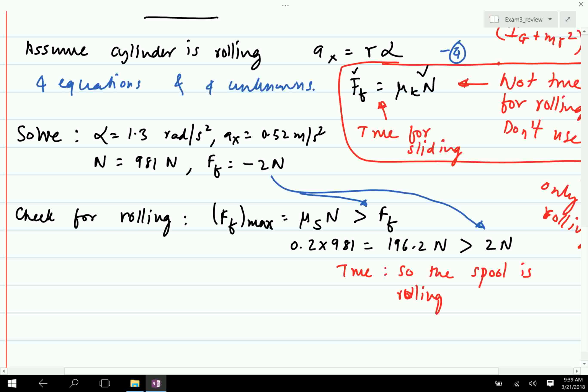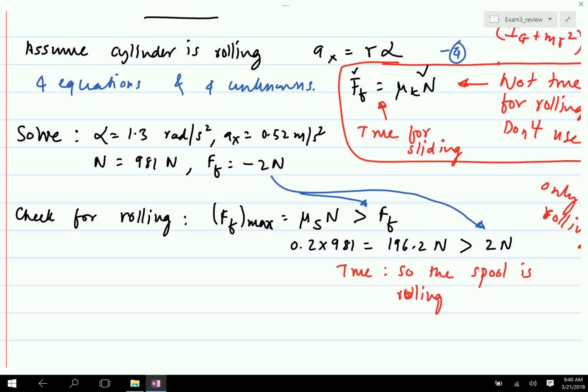problem, we'll say it's rolling, and then ask you, can you check for rolling? So if you do this check, you will solve for these 4 things. In fact, not 4, just the friction force. You show this is true and say that it's rolling because of this, then you get the rest of the points. Now, if this was not true, what if this was less than F_f? If it was less than F_f, then this particular spool is not rolling, it's sliding.